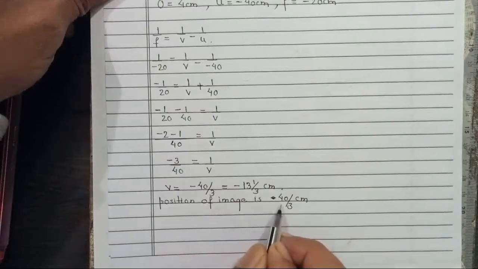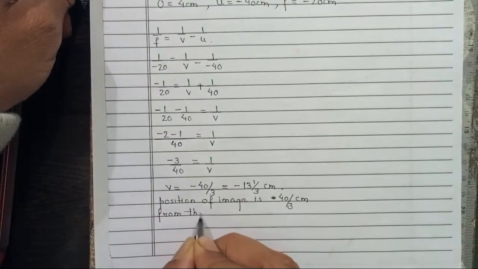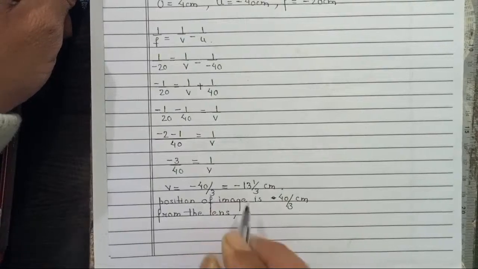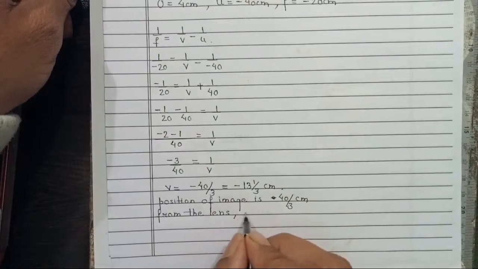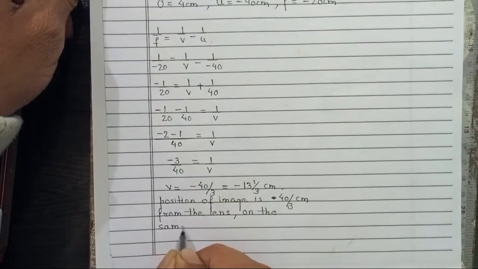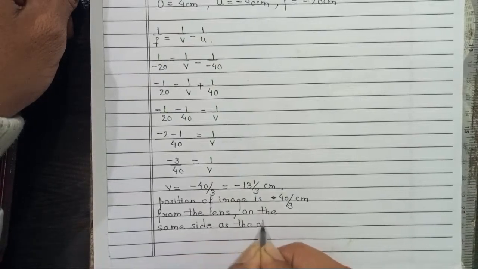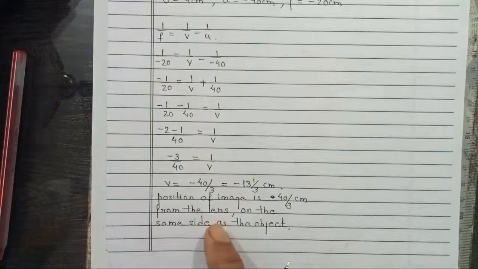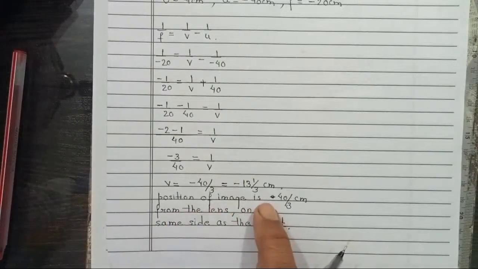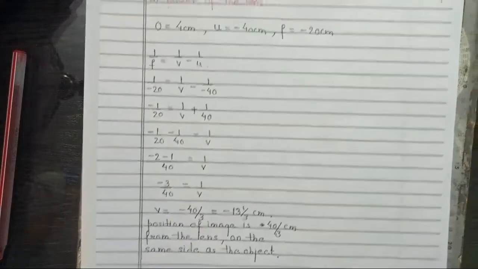So position of image is 40 by 3 centimeter from the lens, and then you can add for this minus sign, on the same side as the object. So whenever you get v as negative, while writing the answer, don't write negative sign, but instead you will write that the image is formed on the same side as the object. So that was the first part.